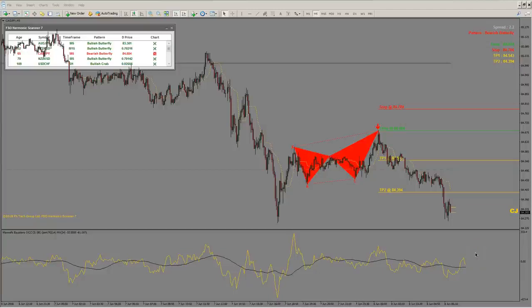I'm going to explain you today how to trade with the FSO Harmonic Scanner version 7. Okay, let's start first with version 7. Why is this version 7, and why is there version 6, and version 5, and version 4?